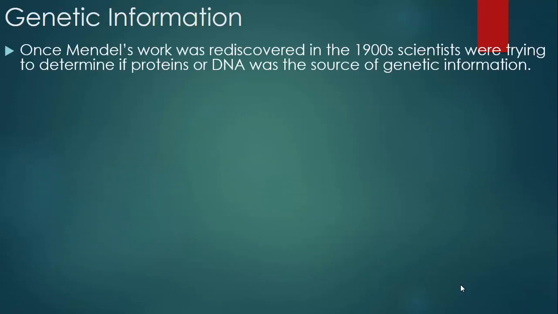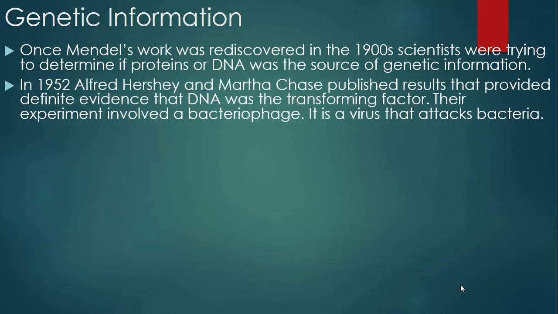So, genetic information. Once Mendel's work was rediscovered in the 1900s, scientists were trying to determine if proteins or DNA was the source of genetic information. In 1952, Alfred Hershey and Martha Chase published results that provided definite evidence that DNA was the transforming factor. Their experiment involved a bacteriophage. Now, what does that mean? It's simply a virus that attacks bacteria.